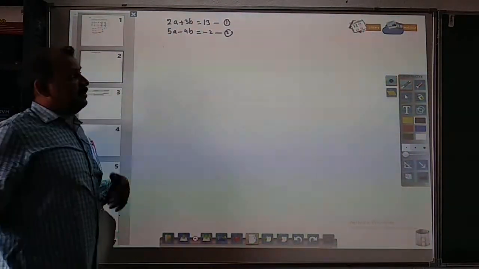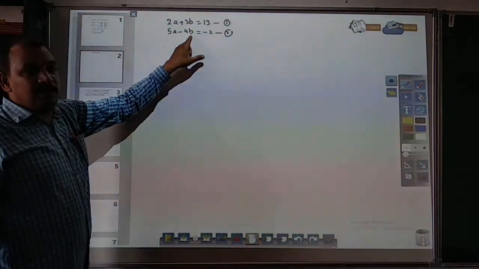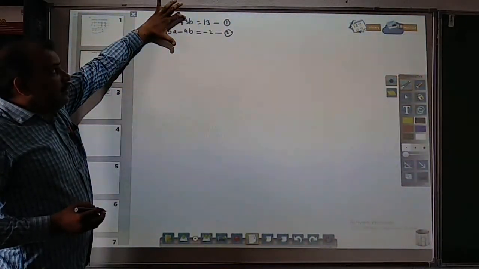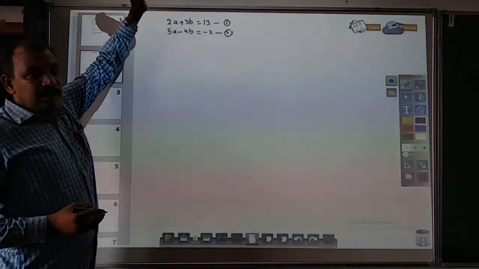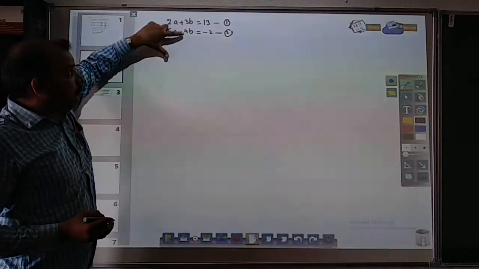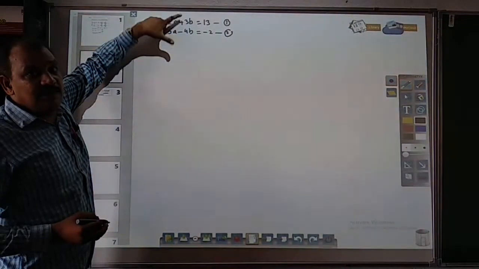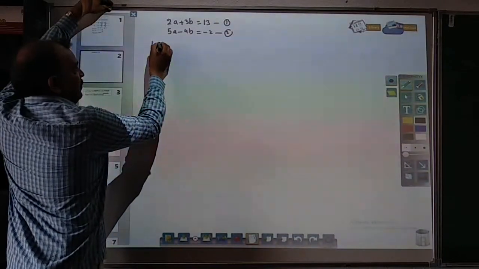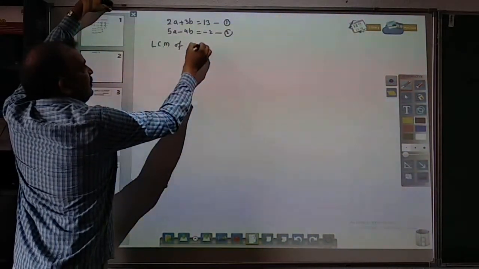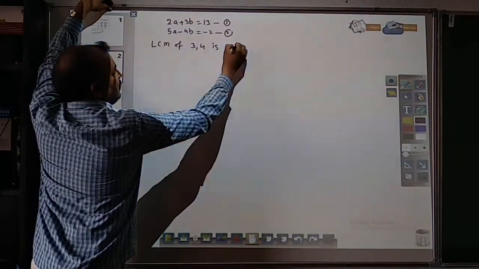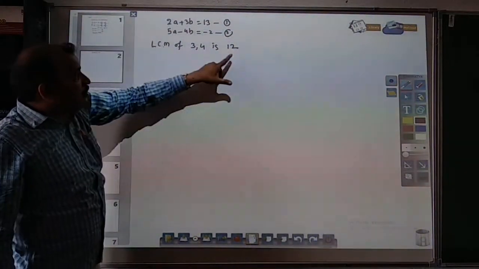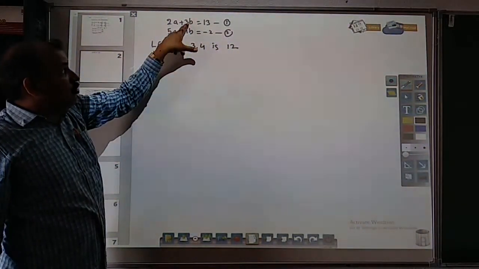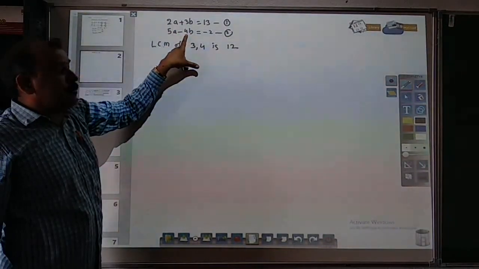In the elimination method, I want to eliminate the b variable. That means here we equate the b coefficients. But here the b coefficients are not equal. First of all, equate the coefficients. That means take the LCM of 3 and 4. The LCM of 3, 4 is 12. It means 3 changes into 12 and 4 changes into 12. It means 3 should be multiplied with 4, and 4 should be multiplied with 3.